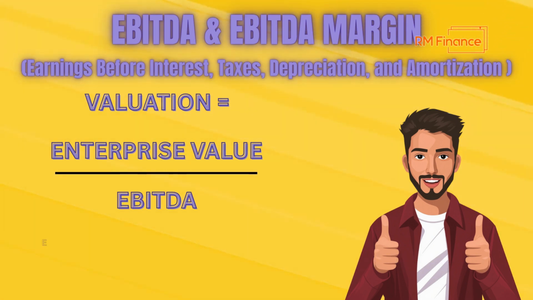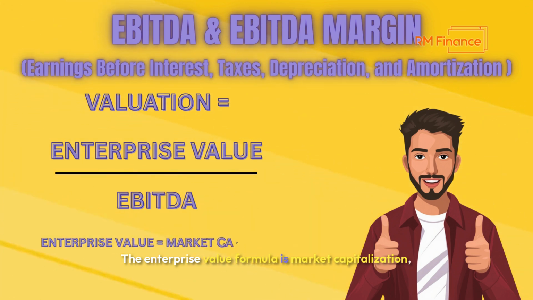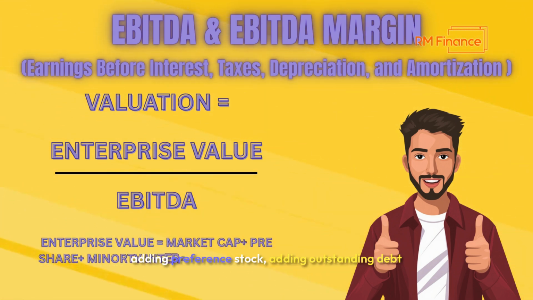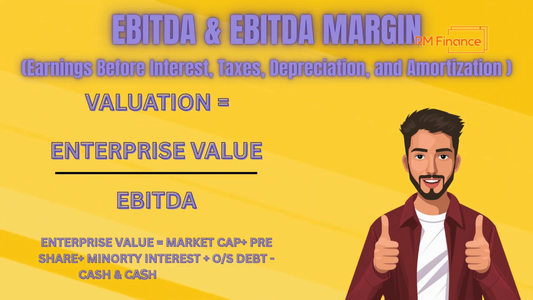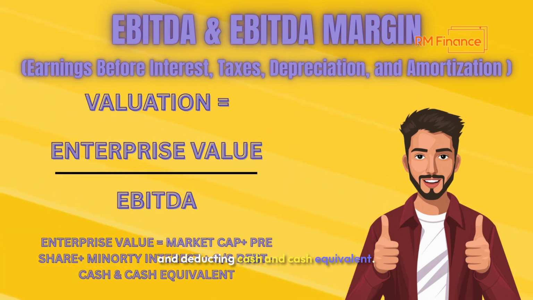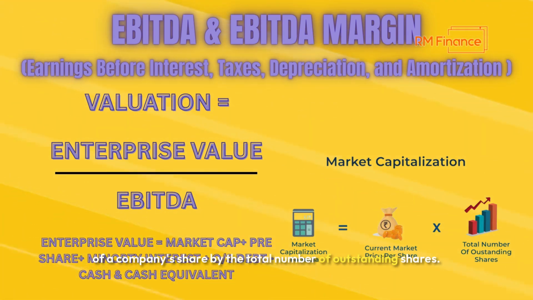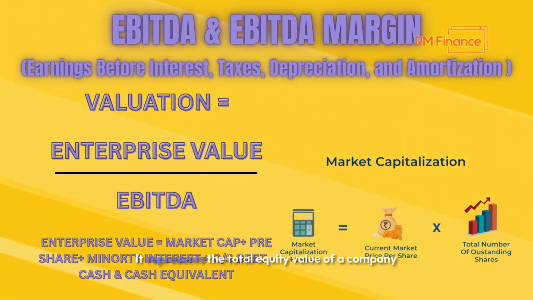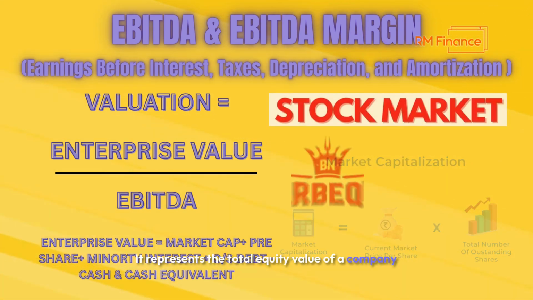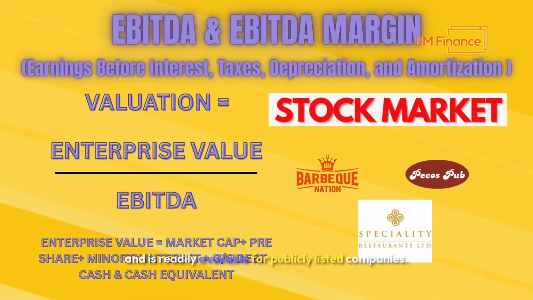the market. The enterprise value formula is market capitalization, adding preference stock, adding outstanding debt, and deducting cash and cash equivalent. Market capitalization is calculated by multiplying the current market price of a company's share by the total number of outstanding shares. It represents the total equity value of a company and is readily available for publicly listed companies.